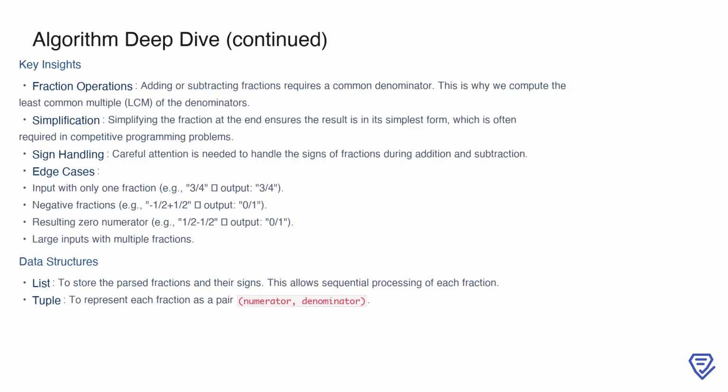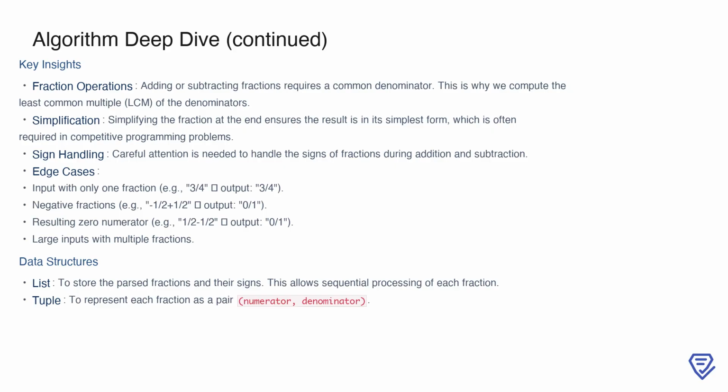Special attention is also needed to handle the signs of fractions during addition and subtraction to avoid errors. Additionally, we must account for edge cases, such as inputs with only one fraction, negative fractions, or results with zero numerators. For instance, 3/4 simply outputs 3/4, while -1/2 plus 1/2 results in 0/1. Lastly, large inputs with multiple fractions are handled efficiently thanks to our structured algorithm.